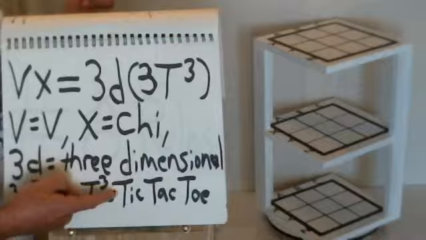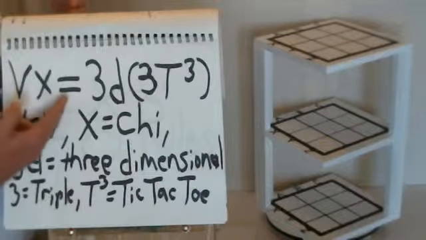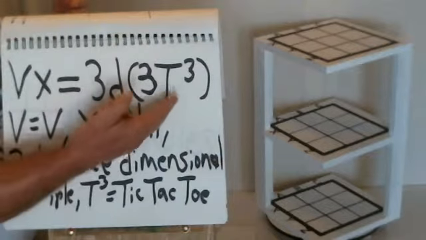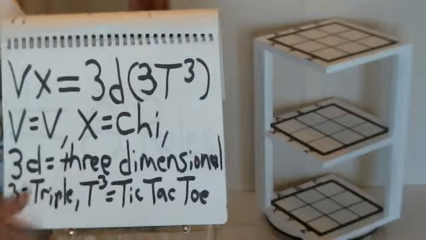So basically, this is not a mathematical formula, it's a statement. Vici is three-dimensional triple tic-tac-toe. And that's all that this game is. It's 3 games of tic-tac-toe being played simultaneously on the same board.